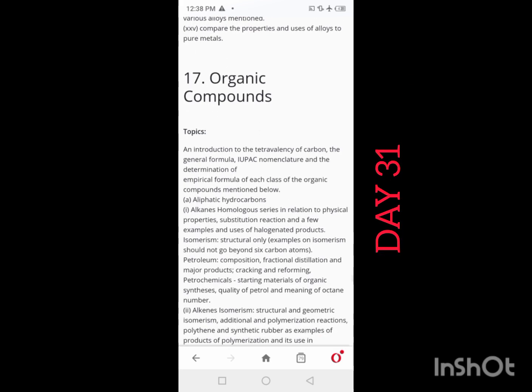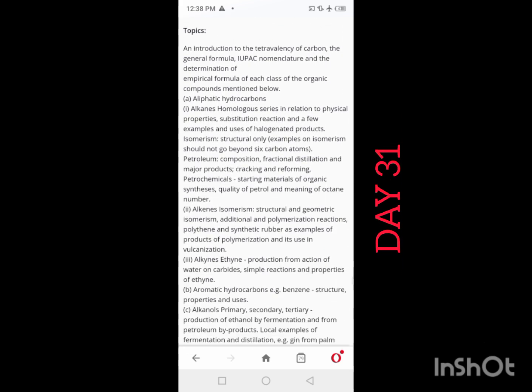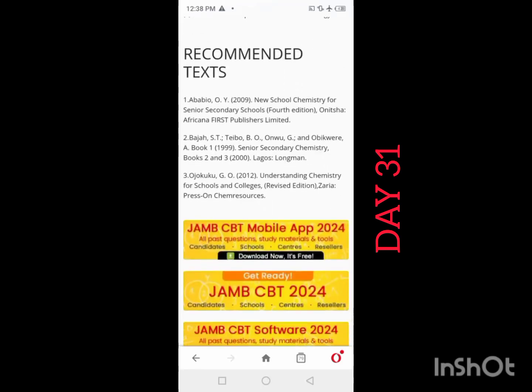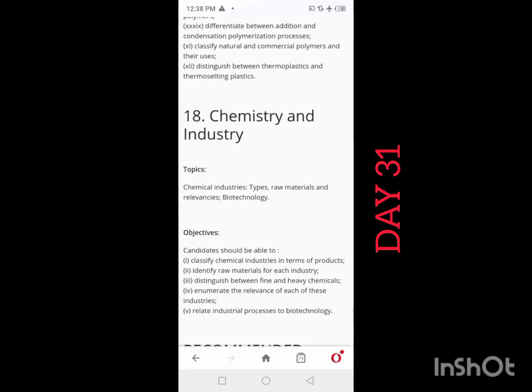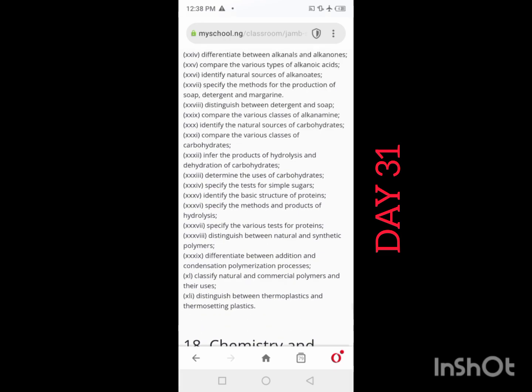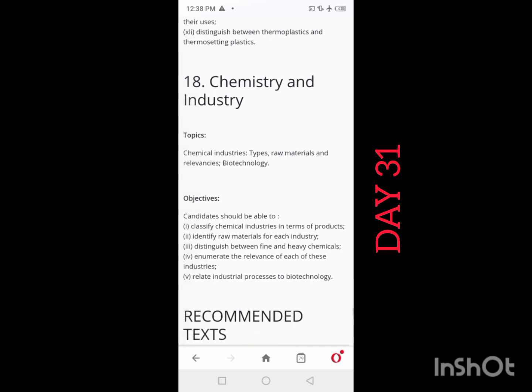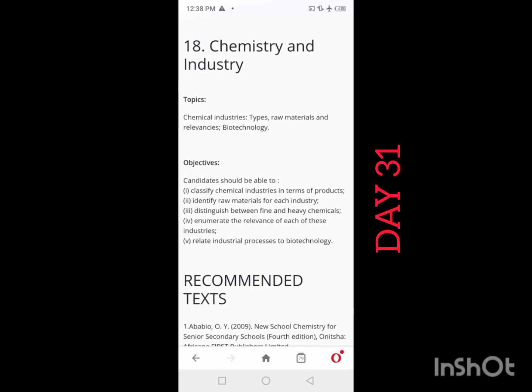So on the 31st day, you're going to start with your organic compound adventure. Most students are scared of organic chemistry, but it's not difficult. Come on, it's not difficult. But before you do that, on the 31st day, you're going to do chemistry and industry. That's what you do on the 31st day. Then you have a day break.